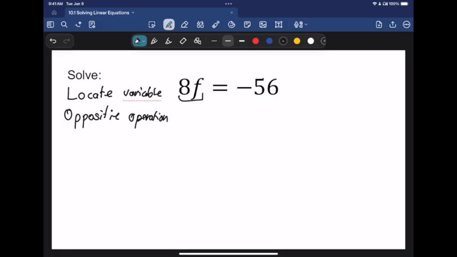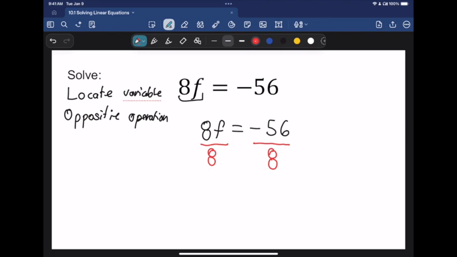We located our variable, and now let's apply opposite operations. I'm going to rewrite it like this: 8f equals negative 56. Because we were multiplying, we are now going to divide by 8. Let's do this in a different color so it's super clear what we are doing. Divide by 8. Whatever we do to this side, we need to keep the equation equal, because right now it's not equal since we've only done something to one side. To keep it equal, we have to do it to the other side.